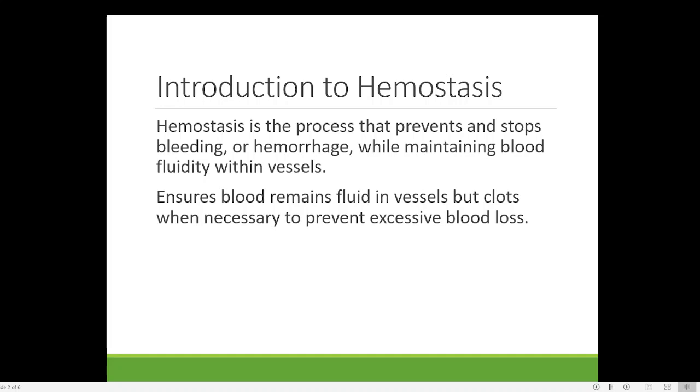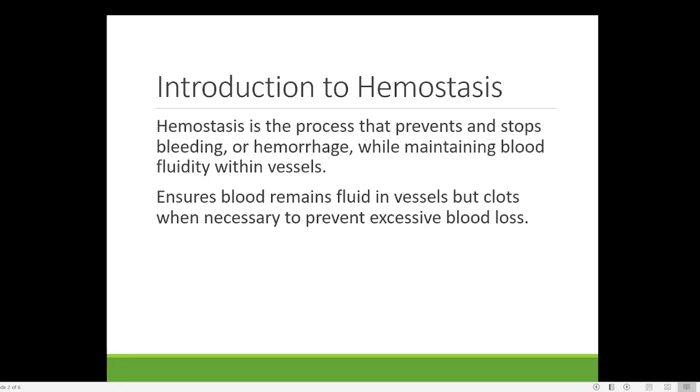So here we can see that the body has a need to maintain two different processes. One is preventing the bleeding by formation of a clot. On the other hand, the body has a need to maintain the fluidity, or liquid nature, of the blood within the blood vessel. So these are the two opposite processes going on during homeostasis. The purpose of homeostasis is that it ensures blood remains fluid in the vessel, but clots when necessary to prevent excessive blood loss. So that is the aim of homeostasis.